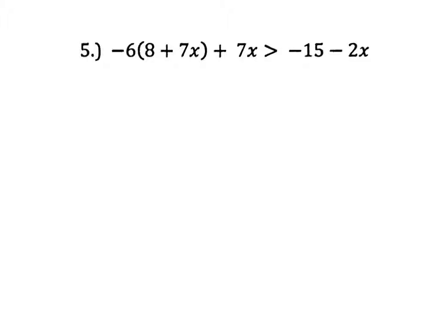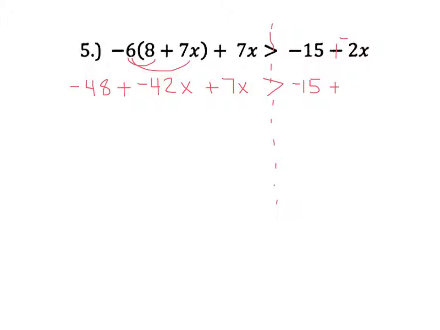Number 5. Dotted line, double sign change, distribute. Same thing we did in the previous unit. Negative 6 times 8, negative 48. I'm distributing. Negative 6 times 7x, negative 42x. Bring down the plus 7x. Bring down your inequality symbol. Bring everything else down. Notice I'm lining it all up. And I'm writing big enough so that I can read it.